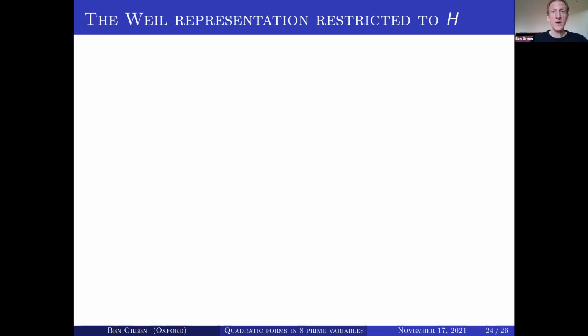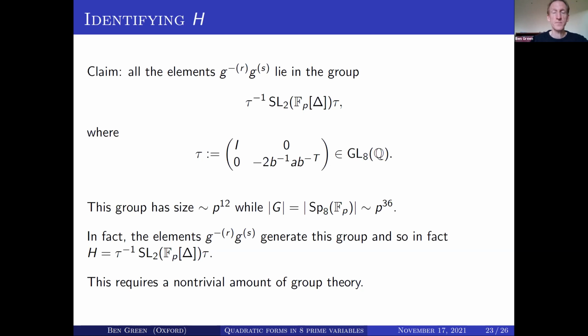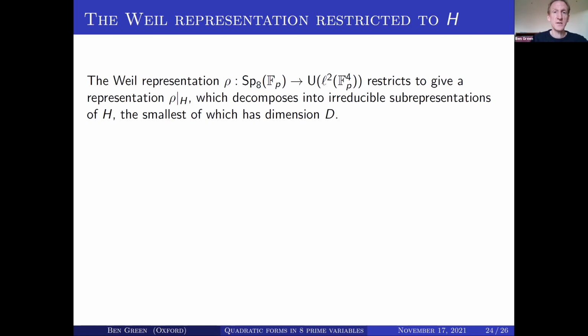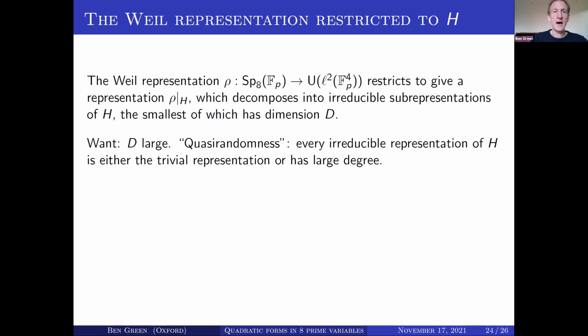Right, so the final thing you need to do, so you now have that explicit group H, and you need to understand how the Weil representation restricts to H. In principle, this is a purely representation theoretic problem, which you could try and address with character theory, but that just seems like a really unappetizing task. You'd have to compute the character of the Weil representation and figure out the restriction. And it turns out that there's actually an ad hoc technique that works just as well.